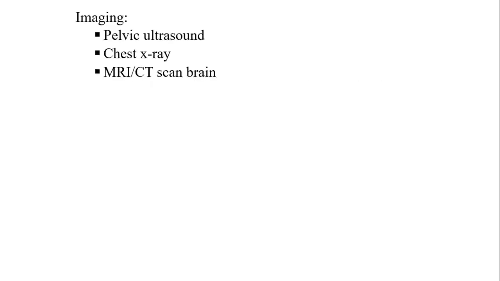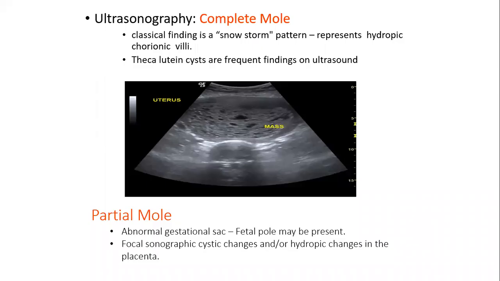For the imaging, the first one will be the pelvic ultrasound, and this is usually the appearance of a complete mole on ultrasound. It has a classical snowstorm pattern, which represents the hydropic chorionic villi.